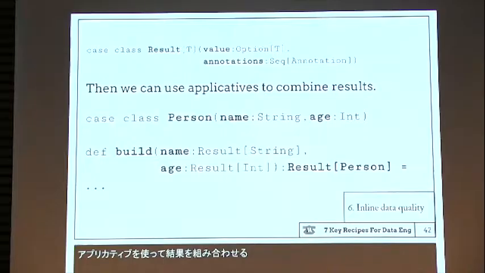So you define builders. For example, if you want to build the person case class with two fields, age and name, you can then build this person from values that are wrapped into this applicative functor. And then you get annotation and data quality information about the value you used.